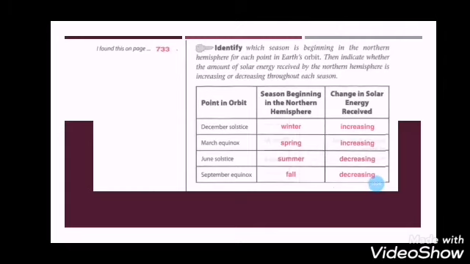First, the December solstice. The season beginning in the northern hemisphere is winter, and the solar energy is increasing in the northern hemisphere. March equinox. The season beginning in the northern hemisphere is spring, and the energy is also increasing. Now, June solstice. The season beginning in the northern hemisphere is summer, but the energy is decreasing. And September equinox. The season beginning in the northern hemisphere is fall, and the energy is also decreasing.